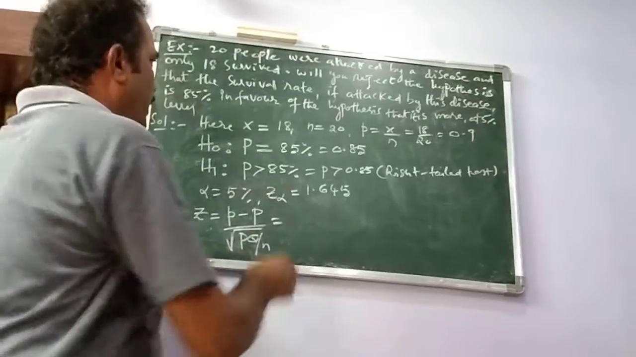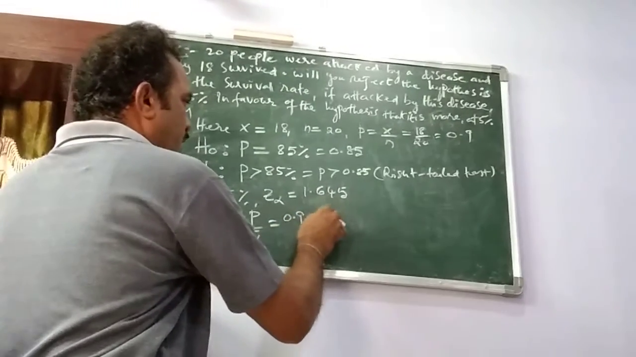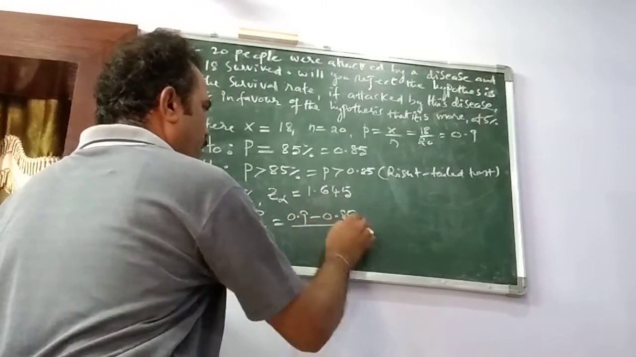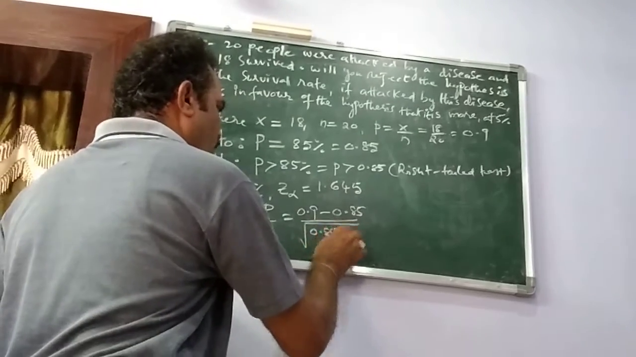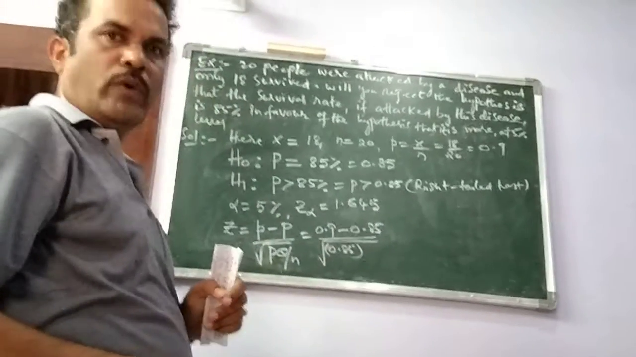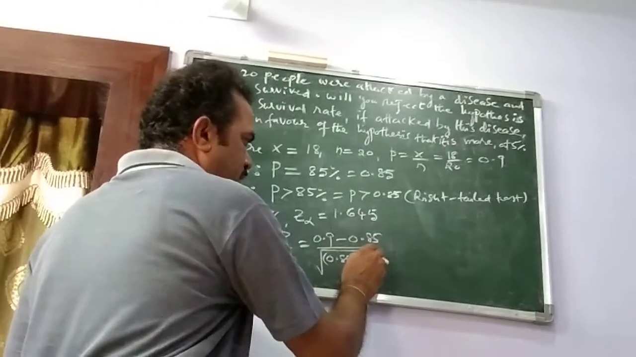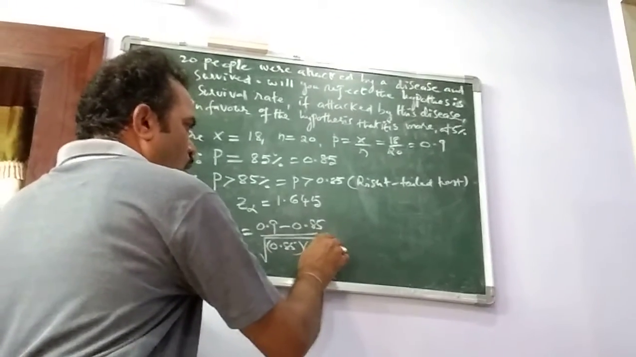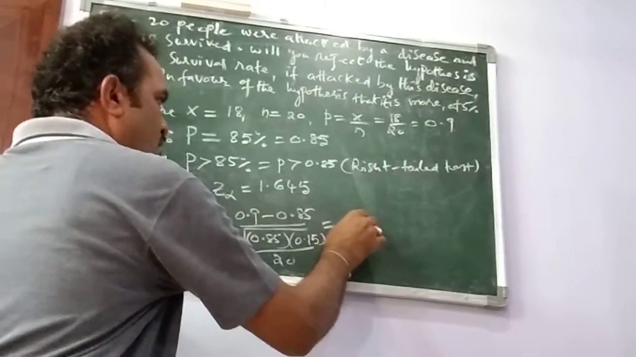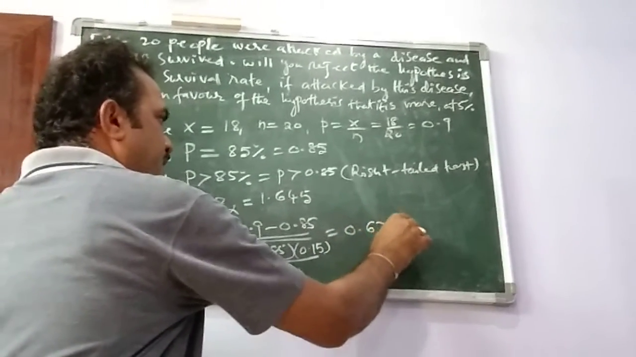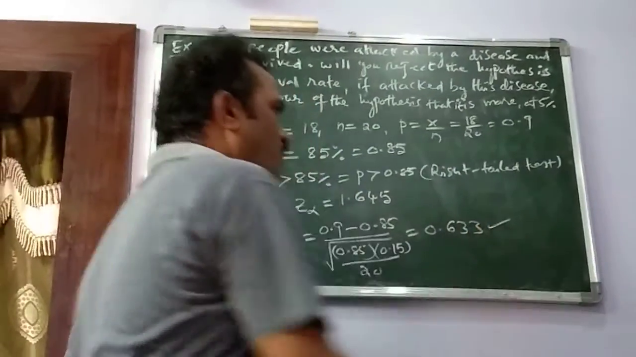So what is the small p? Small p we already calculated as 0.9. What is the capital P? 0.85, by square root of capital P, which is 0.85. What is capital Q? Capital Q equals 1 minus capital P, which is 1 minus 0.85, which means 0.15, by n, which is 20. After simplification, this value equals 0.633. So this is the calculated value of Z.